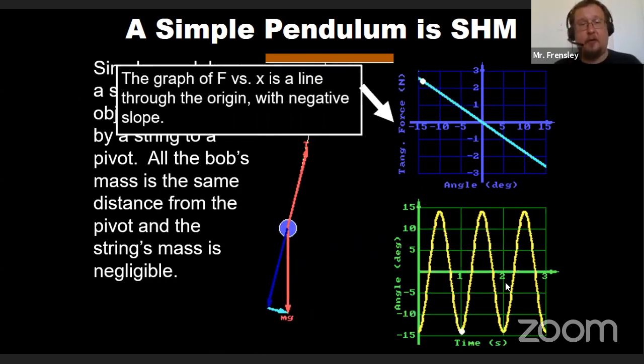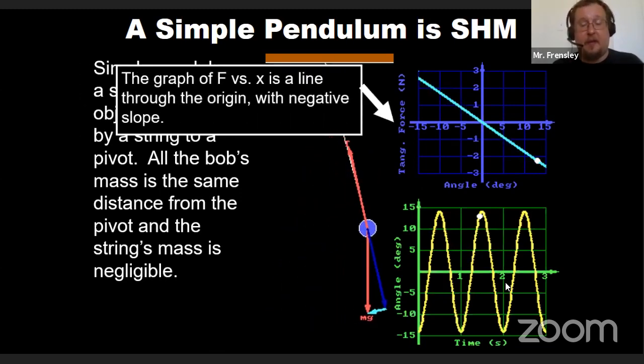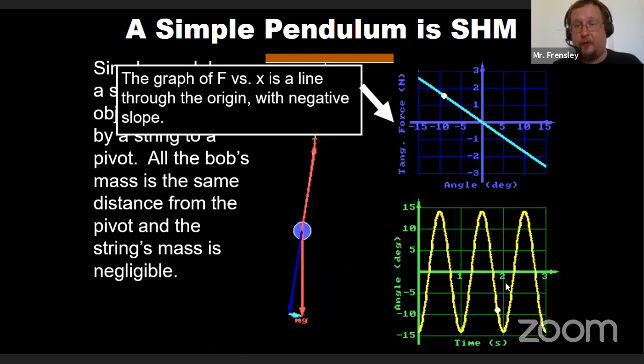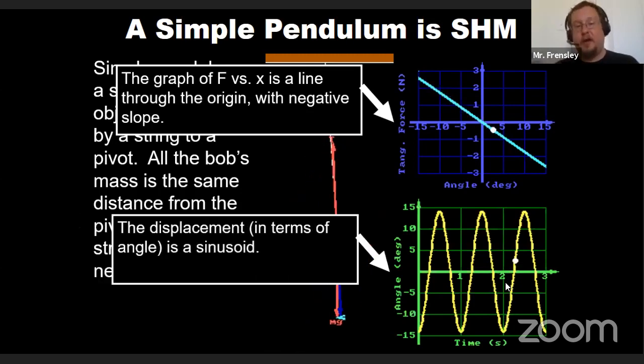Okay, so all good. To review, we see force versus x is a line with negative slope to show that force and displacement are in opposite directions. We got our sine wave here for displacement versus time.